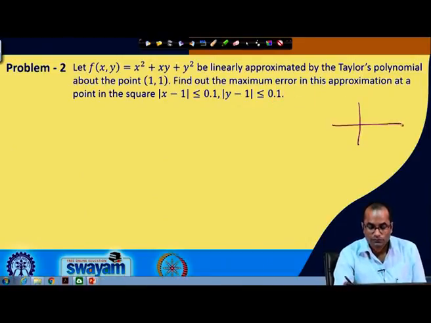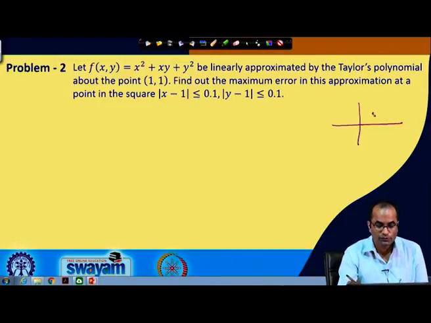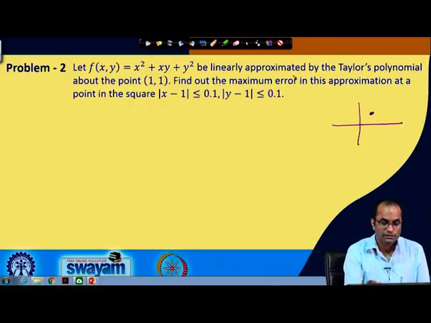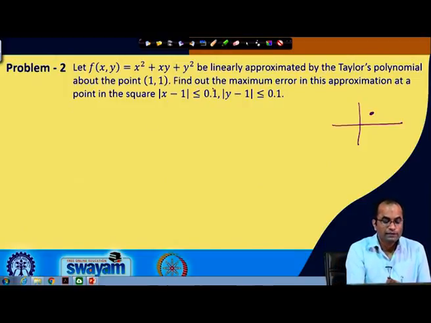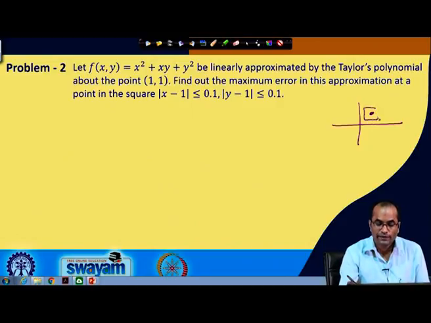So, what we want to discuss here is that if we have this (1, 1) point for example, and we are expanding this function around this point by a linear approximation, so only the linear terms are considered in the approximation, and we want to find out the maximum error in that linear approximation. If we take any point here in this square around this point (1, 1), this is 0.1 here, this is 0.1, or the whole edge here is 0.2 from here to here.